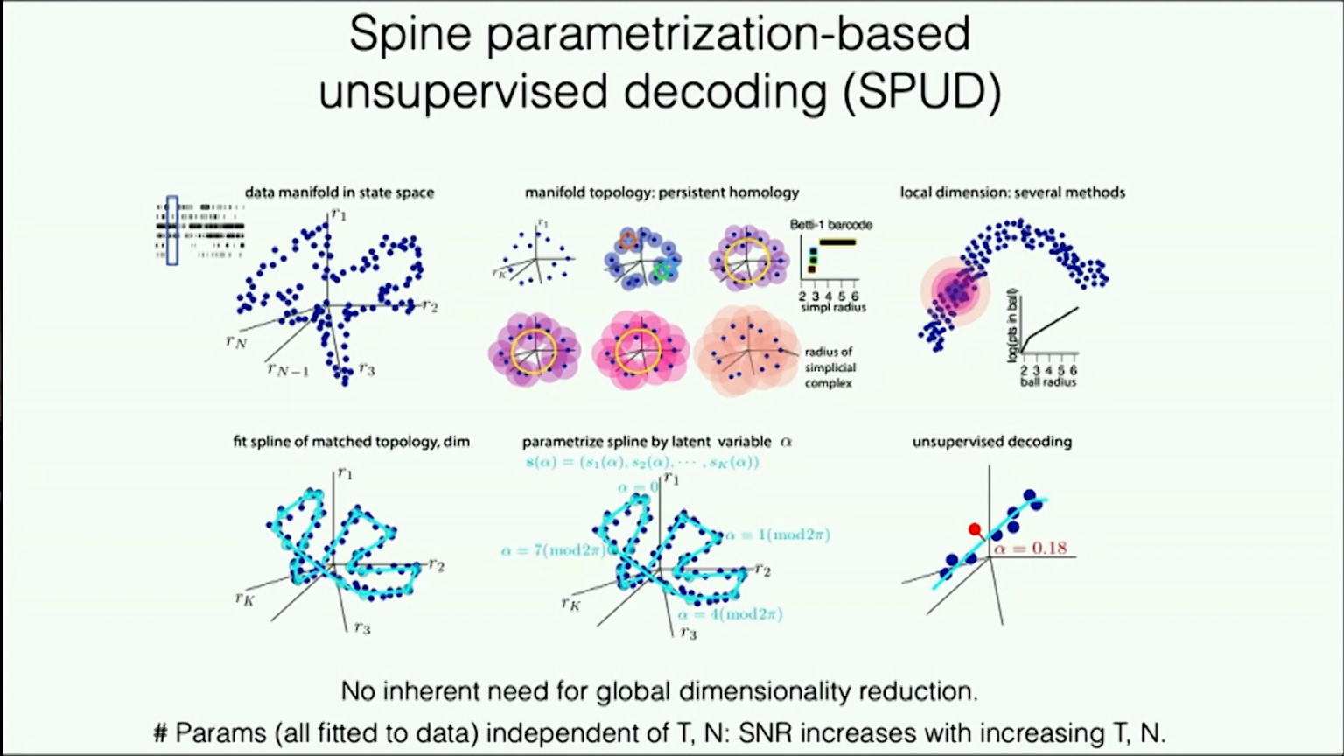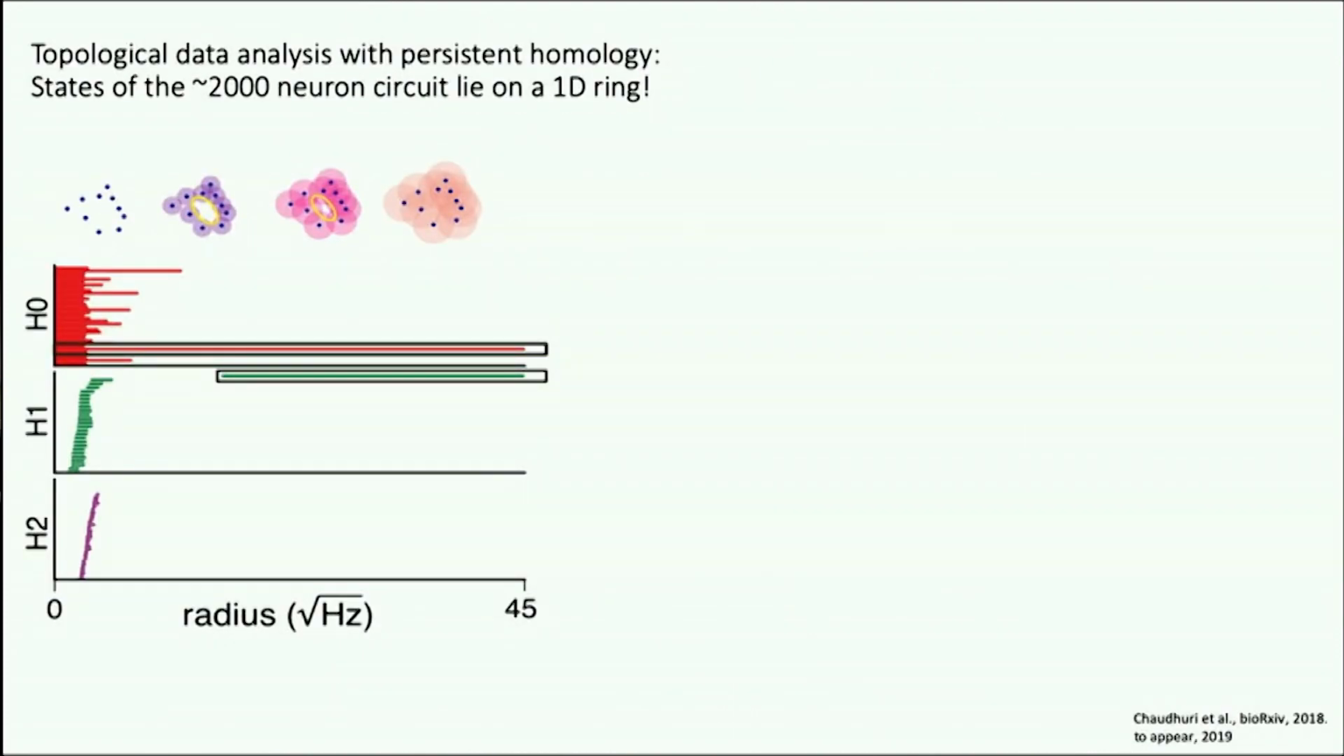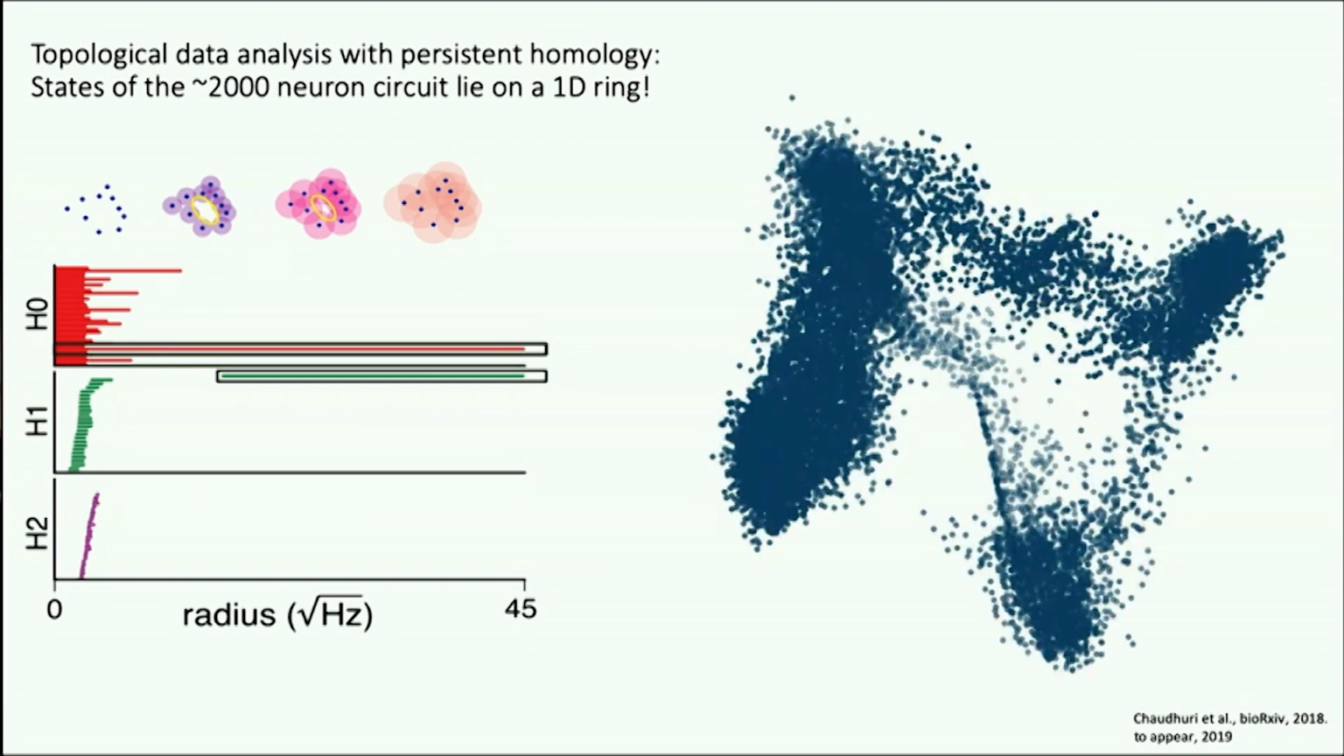Now, given any point in this point cloud, we can project it down to that parameterized spline, read off the value of the parameter at that point, and that gives us an unsupervised decoding of the state of this network with respect to this latent variable. Okay, so that's our decoding technique, and here it is on the data. This is the topological characterization of the data. Across many scales, there's one big fully connected component, and then there's one H1 feature in these Betti barcodes. So this is the existence of a ring that persists over many different spatial scales, and there are no persistent higher order Betti numbers.